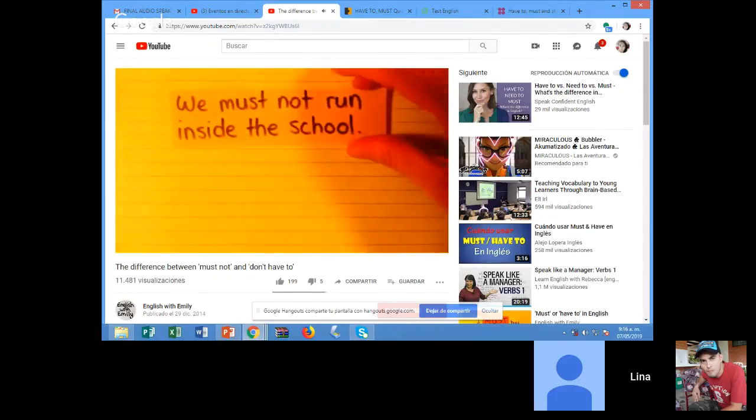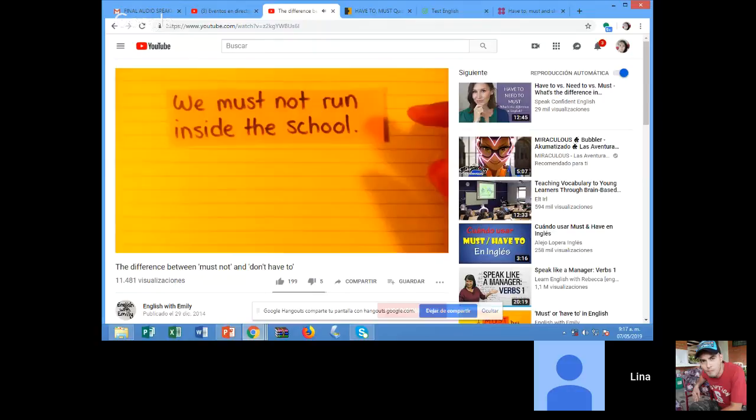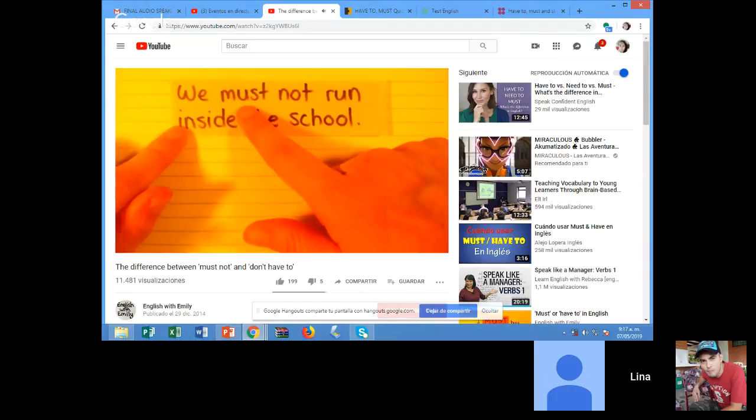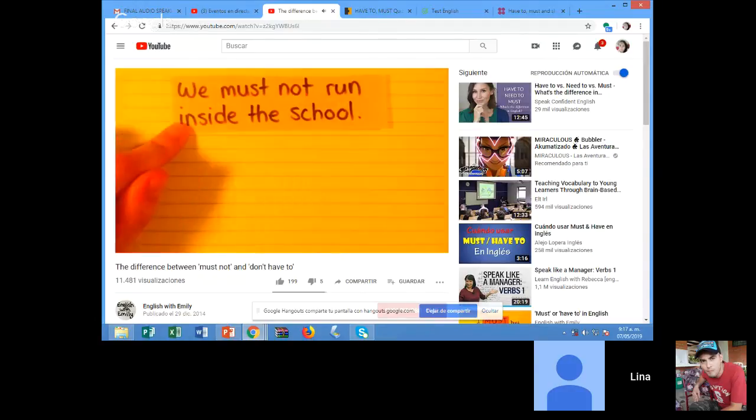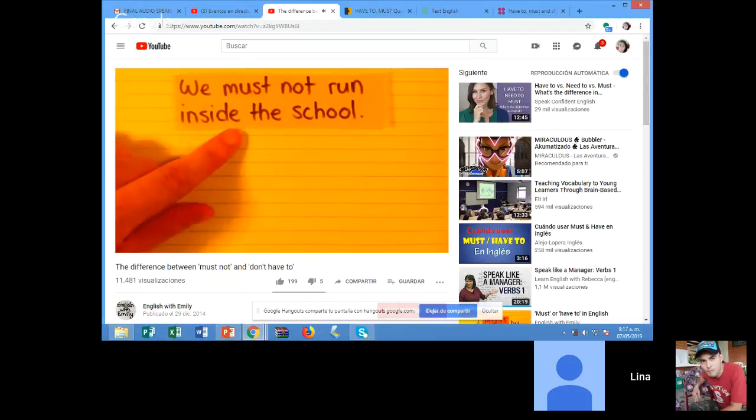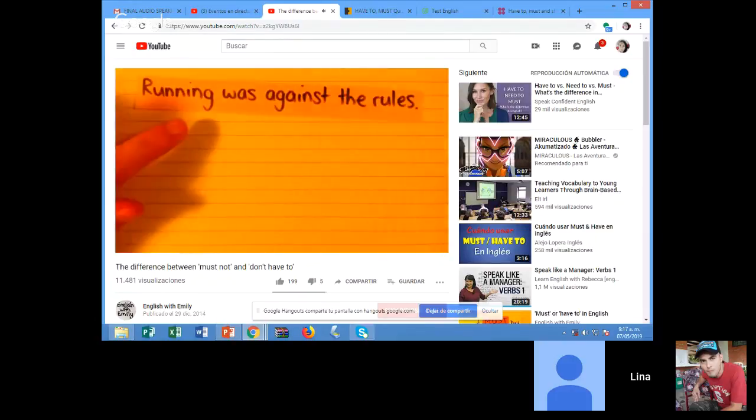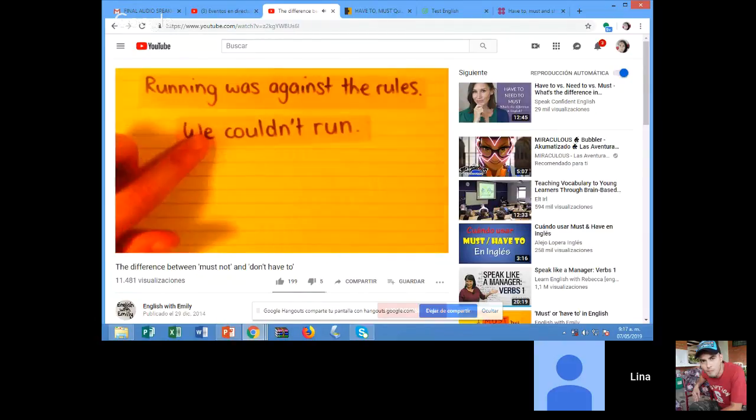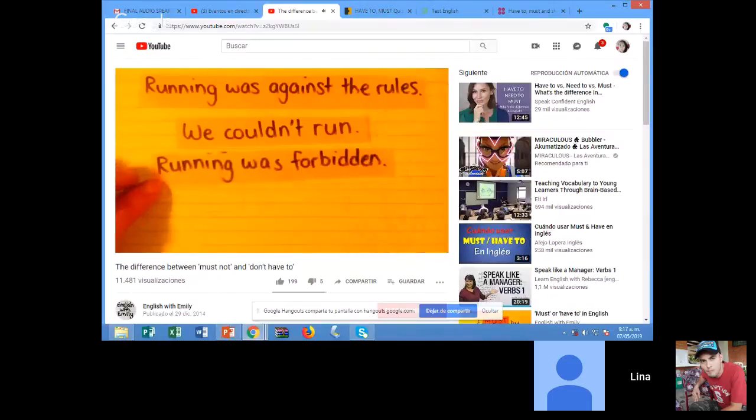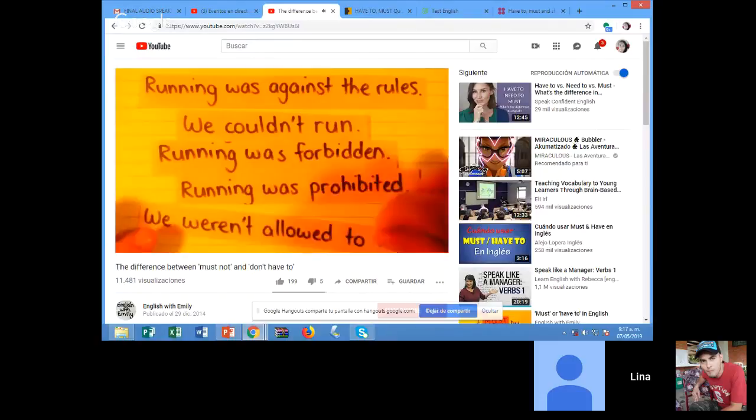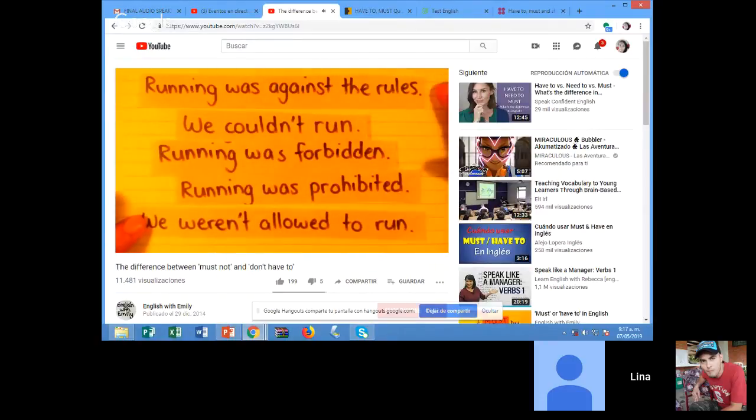In another example, we could say, "We must not run inside the school," because running in the school is not allowed. You'll notice that we can't use "must not" in the past tense. Therefore, if we want to say something about not running in the school in the past tense, we have to say something like, "Running was against the rules," or "we couldn't run," or "running was forbidden," or "running was prohibited," or "we weren't allowed to run." So this is how you would express the same idea in the past tense.